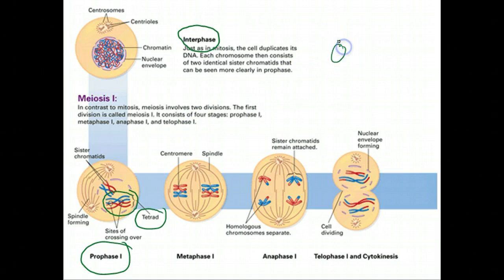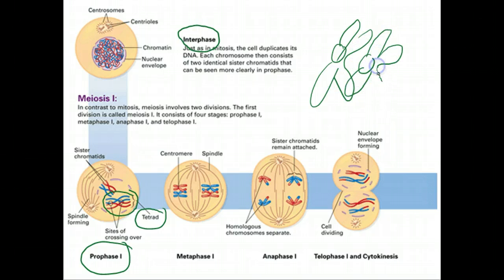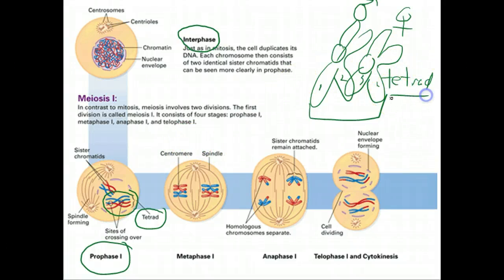So if I blow this picture up a little bit, it's going to look something like this. Okay, this homologous chromosome from dad, this one from mom. It's forming a tetrad. 4. 1, 2, 3, 4 sister chromatids join together to form a tetrad. That's a big difference. They don't do that in mitosis. This only happens in meiosis. Okay, so they come together.